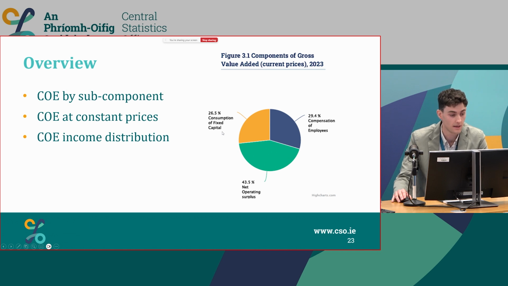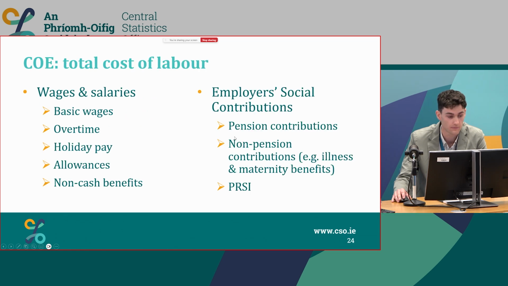The three items I'm going to talk about are, firstly, COE by subcomponent, looking at wages and employer social contributions. I'll then look at COE at constant prices. This is something we added last year. I'll explain what that is, what it's trying to achieve, and show a couple of tables. And then finally, we'll look at the COE income distribution as well.